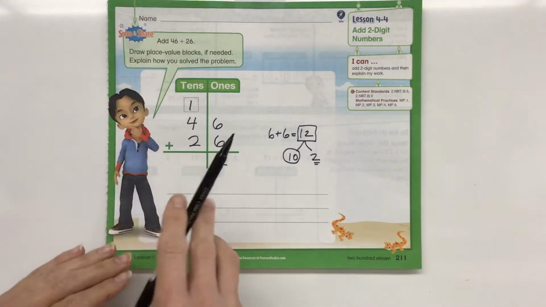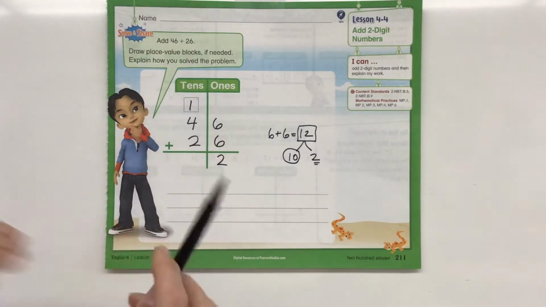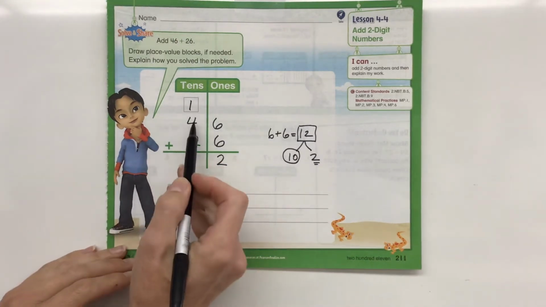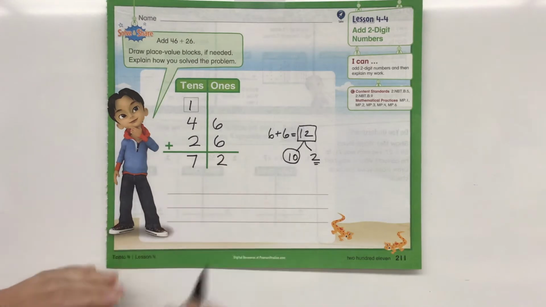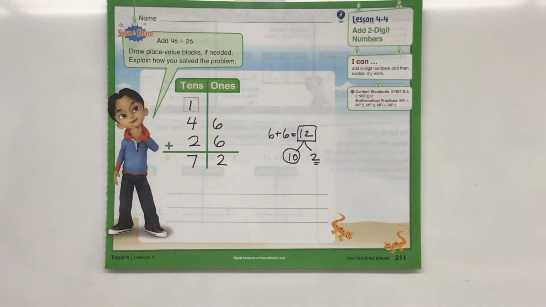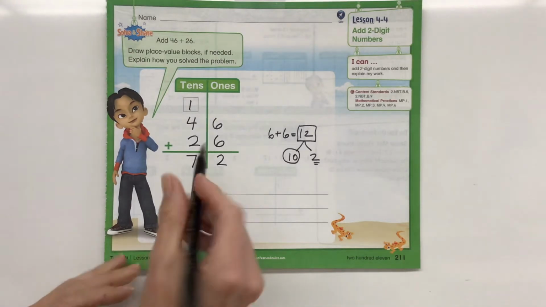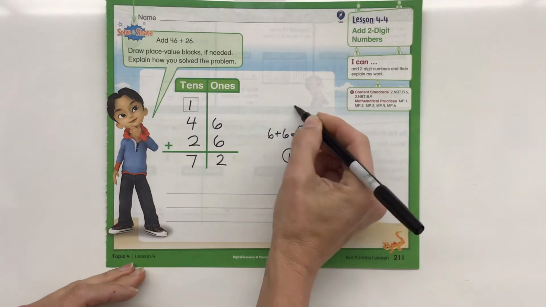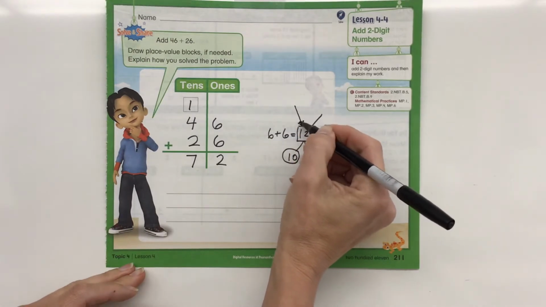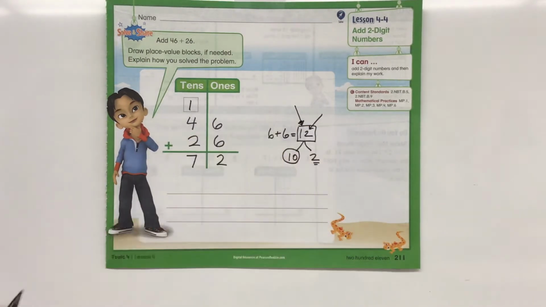So then I'm all done on my one spot, and I'm going to move over to my tens. So 1 plus 4 is 5, plus 2 is 7. It's 72. Now you could draw pictures if you wanted to and regroup them and bundle, but what I'm going to do is I'm just going to put the number in the ones place here and regroup the other bundle of 10 and add it over here.